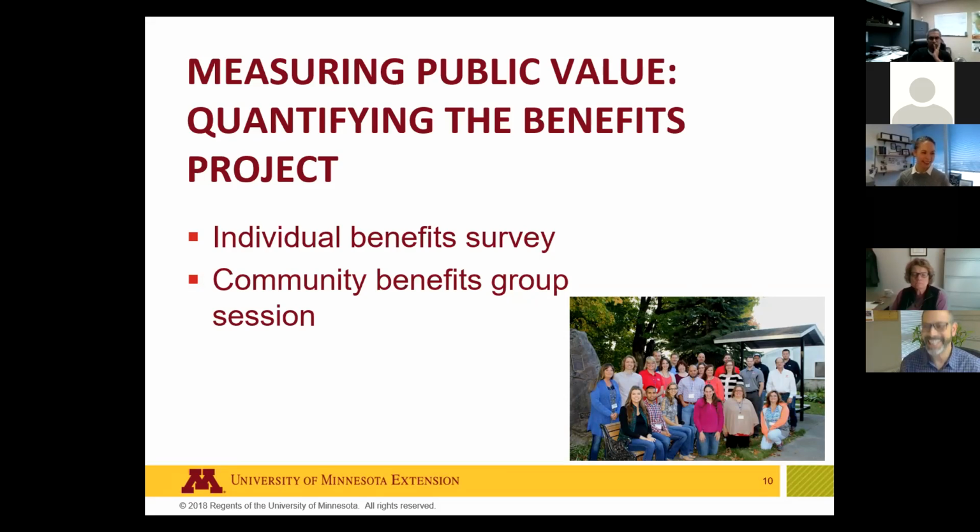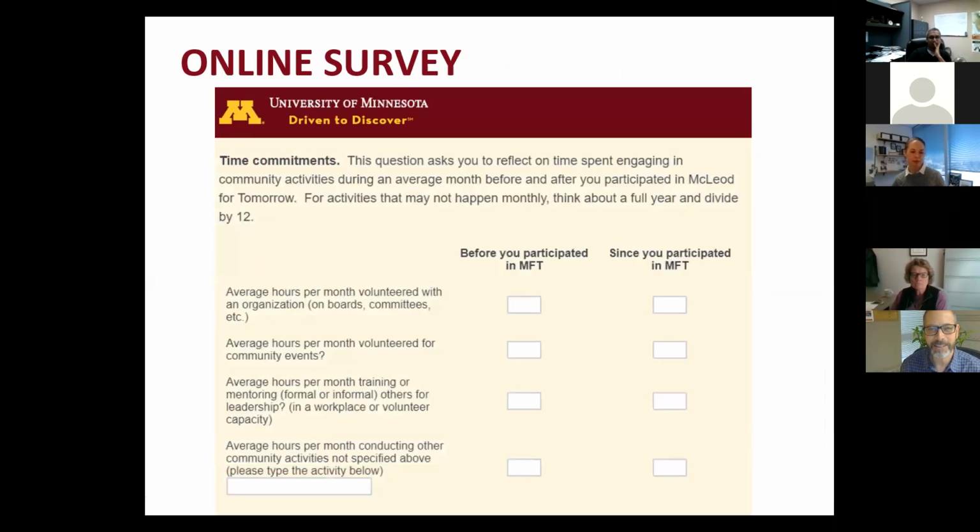So that's the end of the punchline. Every year we have a graduation ceremony for McLeod for Tomorrow, and it's at the Crow River Winery. And this is local wine grown and consumed in Minnesota. Maybe it's not all consumed in Minnesota, but that's where the session was held.